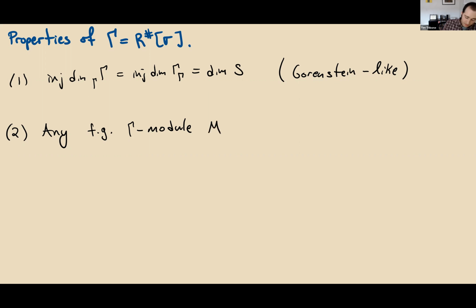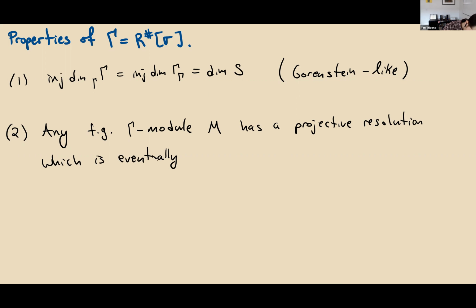So any finitely generated gamma module M has a projective resolution which is eventually periodic with period at most 2.